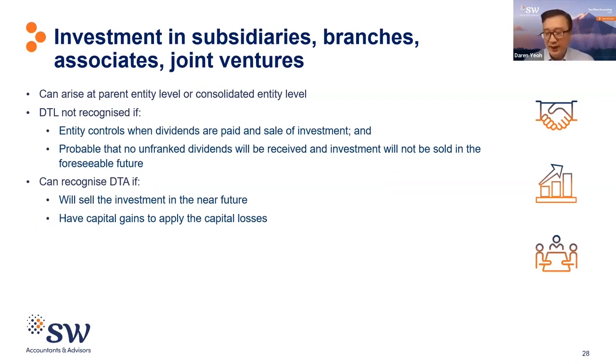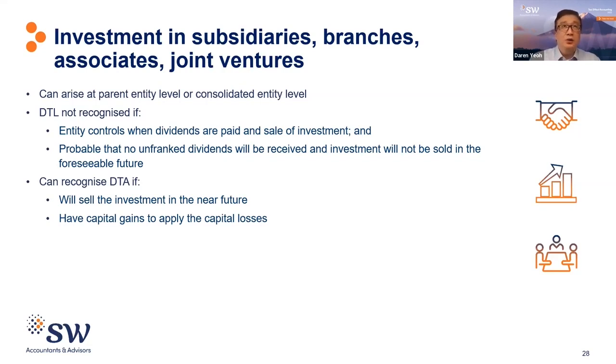So the next one is investment in subsidiaries, branches, associates, and joint ventures. So temporary differences can arise at the consolidation level or at the parent entity accounts level. The exception says that you do not need to recognize a deferred tax liability for the associate or for the subsidiary if the carrying amount differs from the tax base.